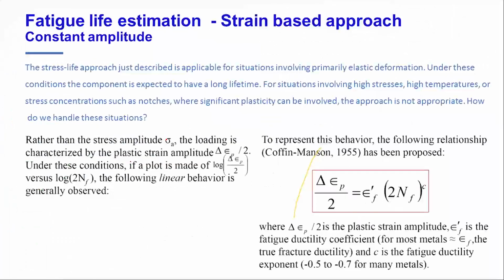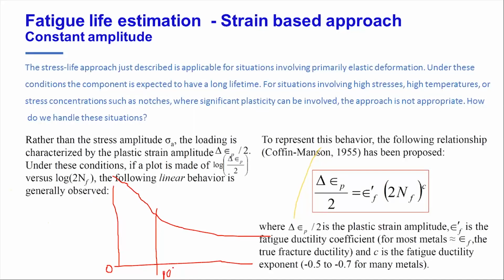So let me also cover this strain based approach. Why do you have a strain based approach? Typically when you have this curve, the number of cycles versus stress amplitude, if you plot it, in this zone it may be high cycle fatigue, which is typically above 10 to the power 4 or 10 to the power 5, but this zone is low cycle fatigue, and this is high cycle fatigue.